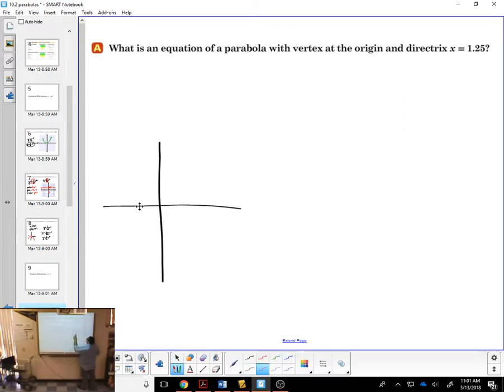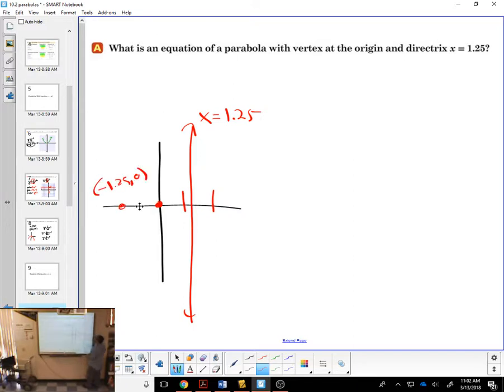My vertex is at 0, 0, and my directrix is at 1.25, so somewhere in here. The equation of this directrix is x equals 1.25. So if there's my directrix, and here's my vertex, where's my focus? It's going to be at negative 1.25, comma 0.